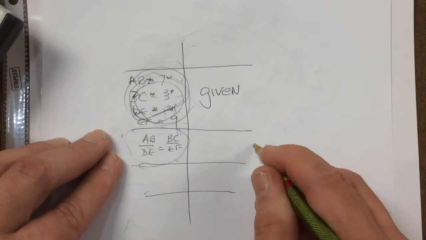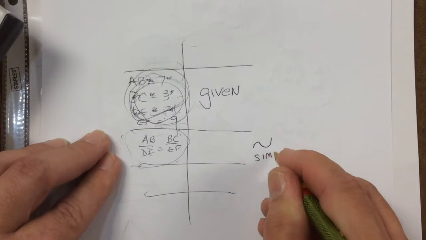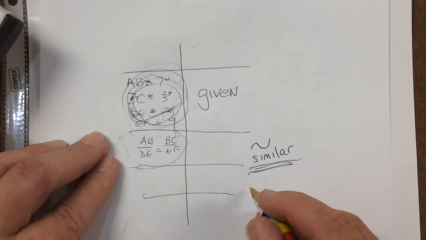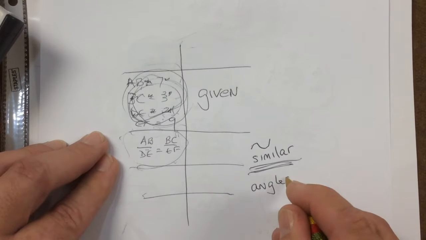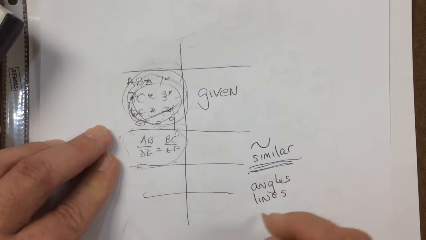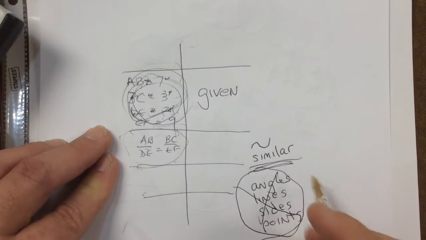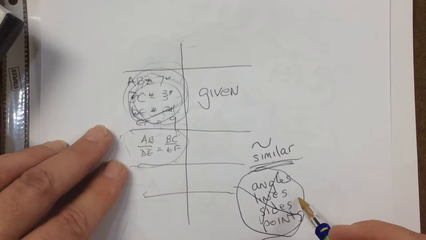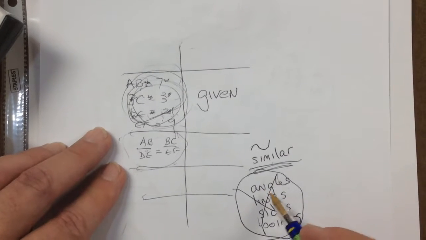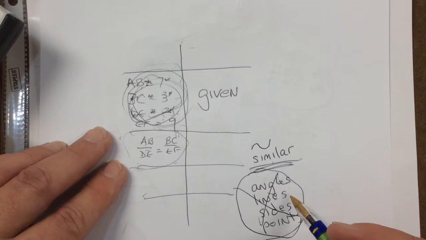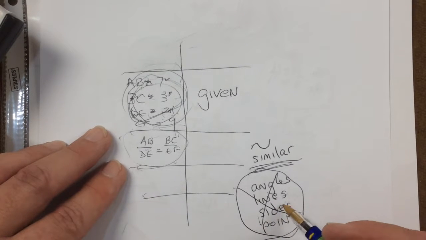Something else, by the way. This symbol means similar. Triangles can be similar. Angles, lines, sides, points, those cannot be similar because it makes no sense. Similar means same shape, different size. Well, if the angles are the same shape, they're the same size. And all lines are the same shape. The sides of triangles are the same shape.